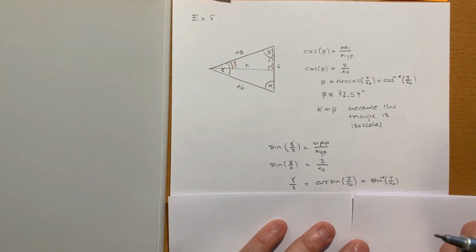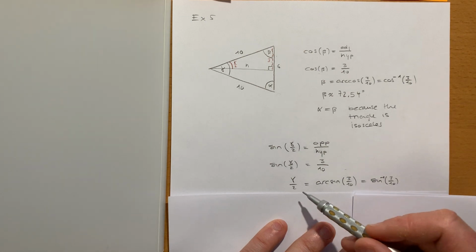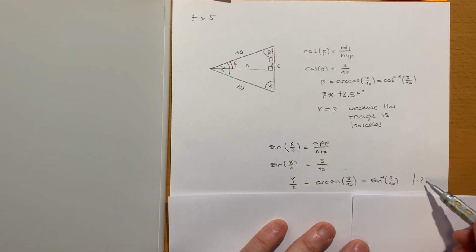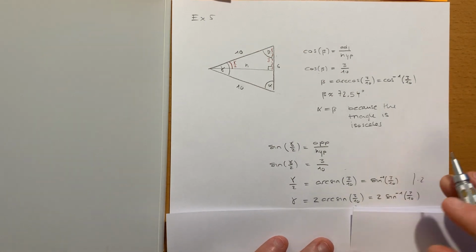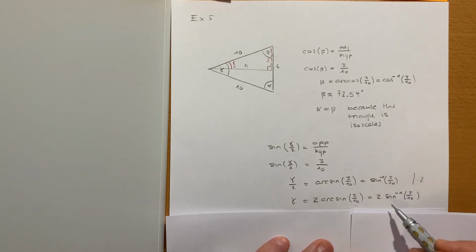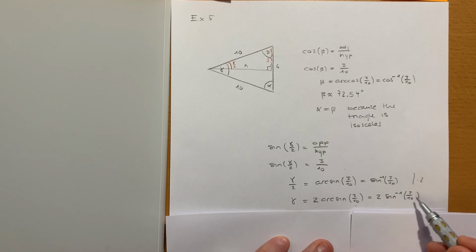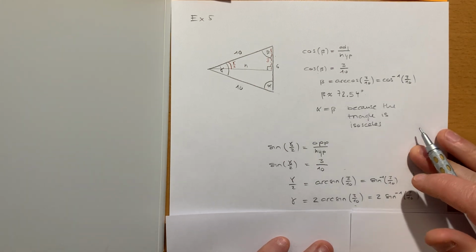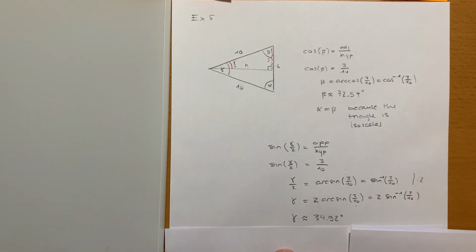But well, we want gamma. So why not multiply everything by 2? Well, this is what you get when you multiply everything by 2. 2 times arc sine of 3/10, or 2 times sine to the minus 1 of 3/10. When you type this in, you're going to get 34.92 degrees.